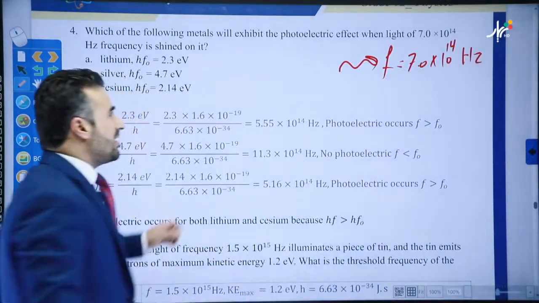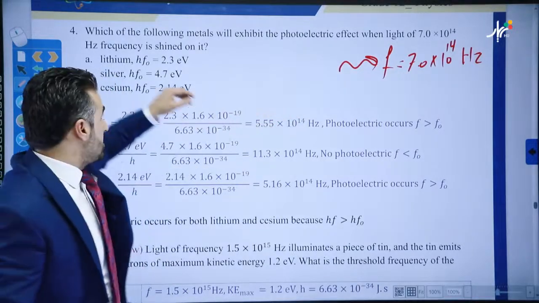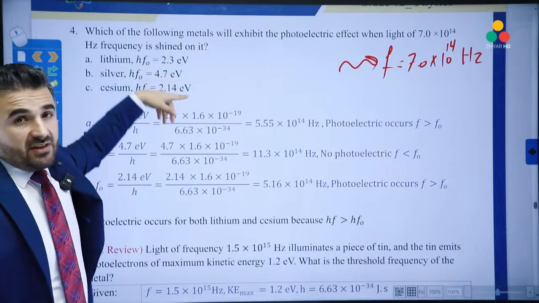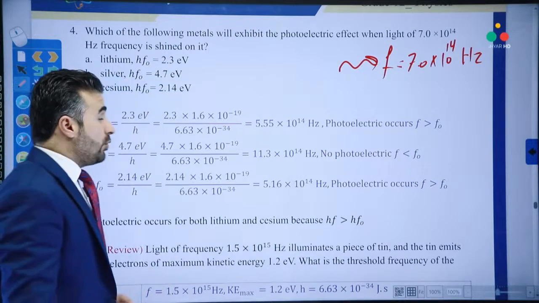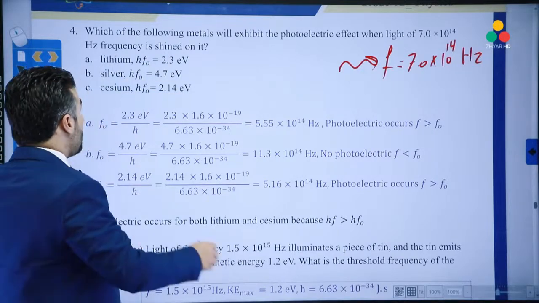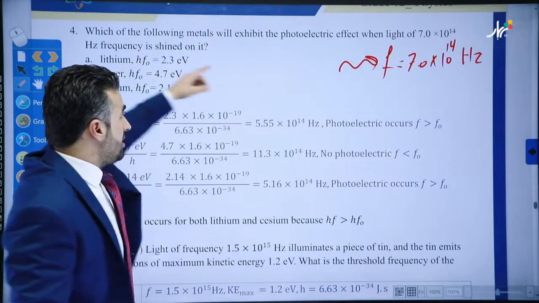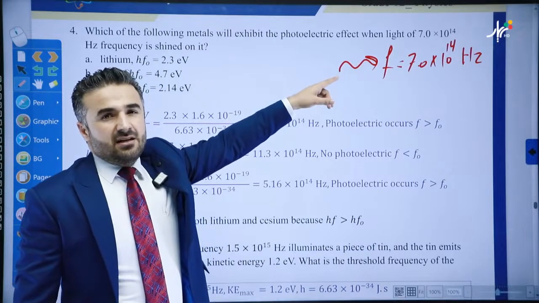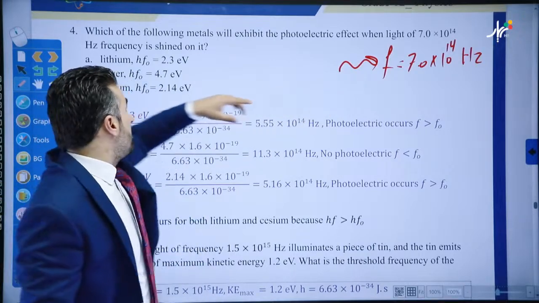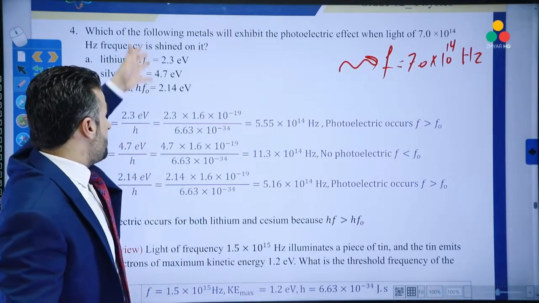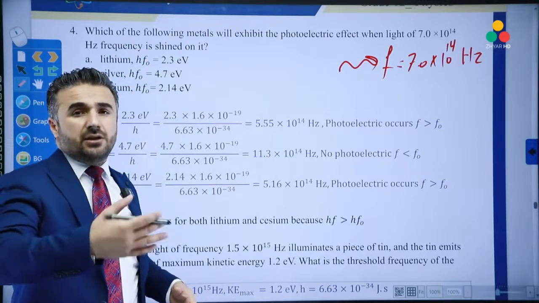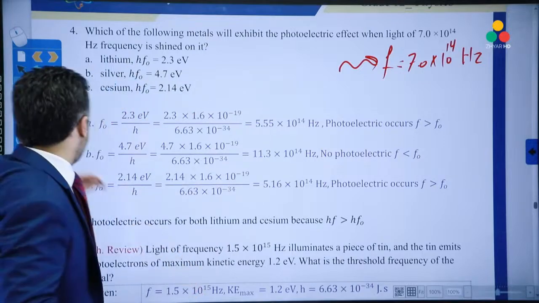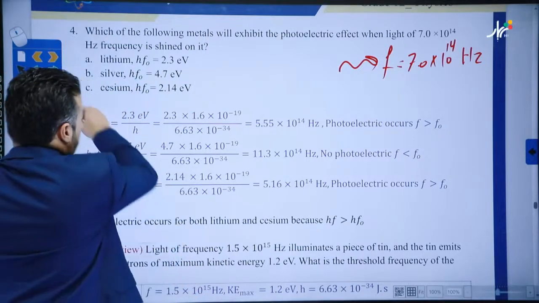So how do we know whether this frequency will extract electrons from the surface of these metals or not? Well, we're given the threshold frequency of each one of these metals here. So how do we do that? One easy way is this: by finding the threshold frequency and comparing it to that frequency. If the frequency of the incident light or photon is bigger than the threshold frequency of these metals, then of course it will be able to extract electrons from the surface. If that frequency is smaller than the threshold frequency, then it will not be able to extract electrons from the surface.